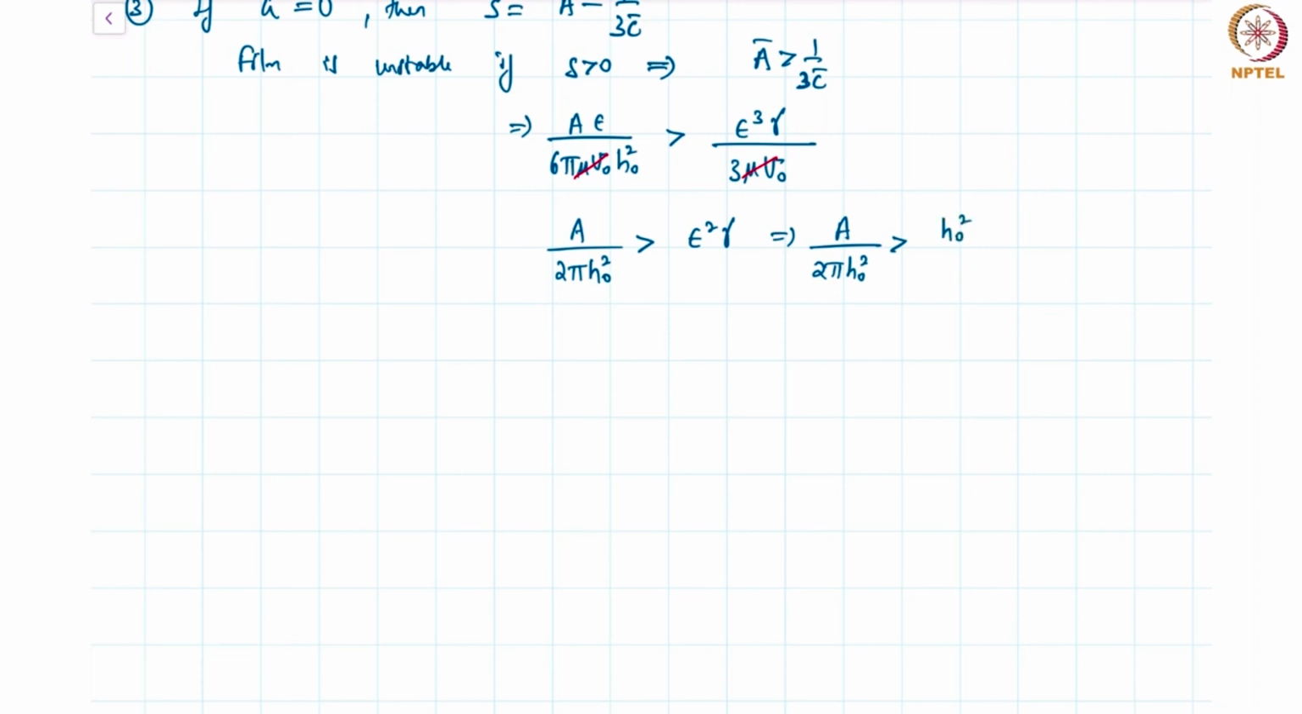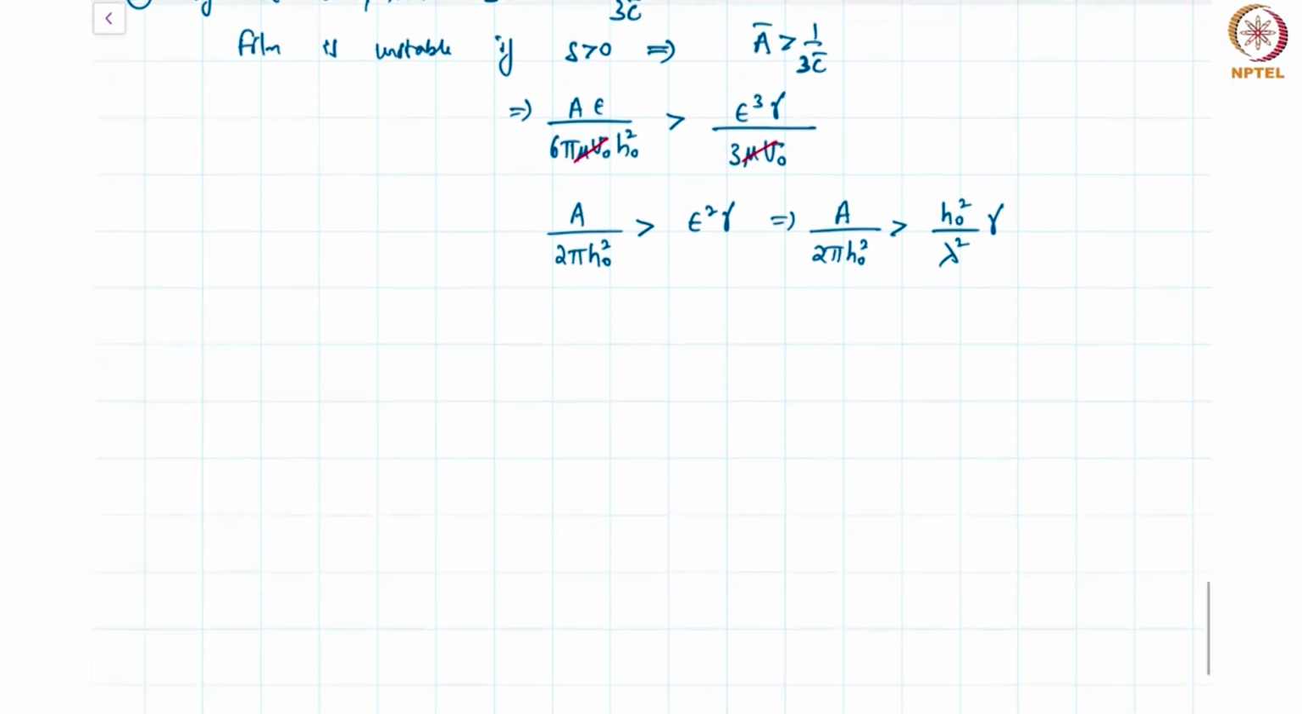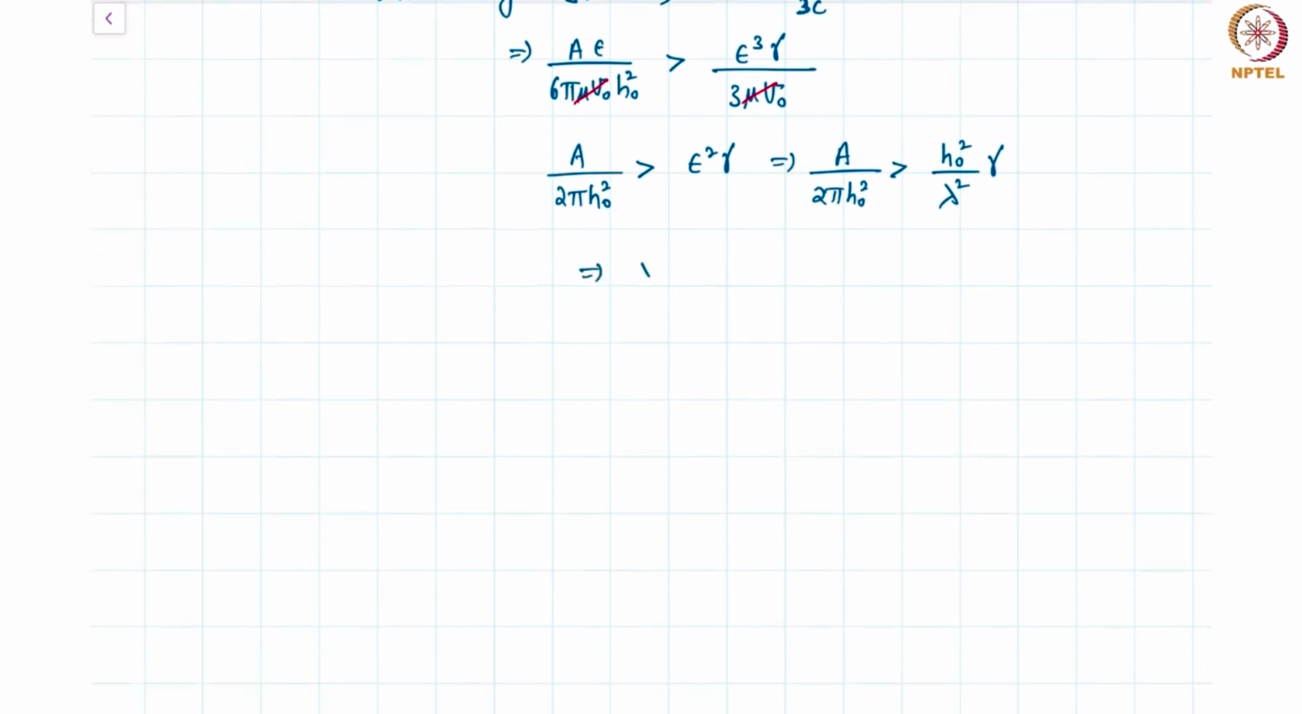Remember, epsilon was nothing but h0 square by L square, but we've taken L to be the wavelength of the instability itself, that is lambda square gamma. So this is only valid when wavelength is large compared to the thickness of the thin film. Sometimes this is also referred to as a long wavelength analysis. That's what we have done. And now we basically have, if lambda square is greater than 2 pi h0 power 4 gamma by A, we have an unstable film.